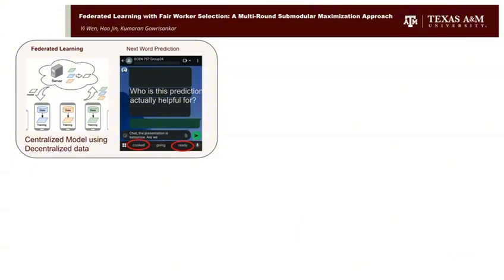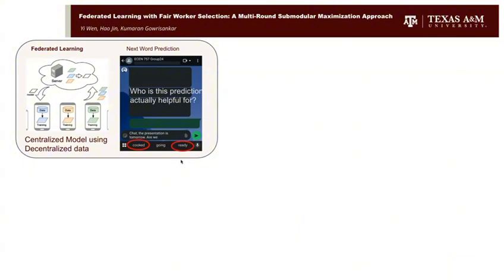To make the model performance more fair, we treat fairness as a constraint in worker selection. Each device is assigned a minimum participation threshold. This helps ensure that underrepresented users still have a voice in shaping the model.